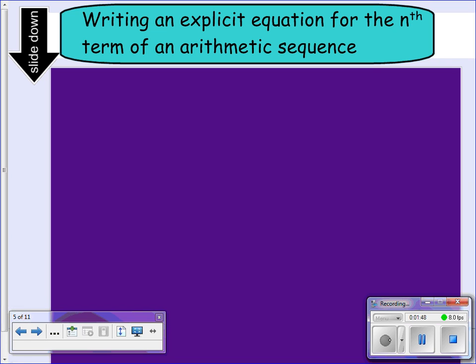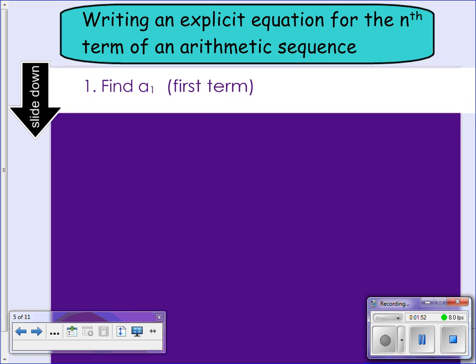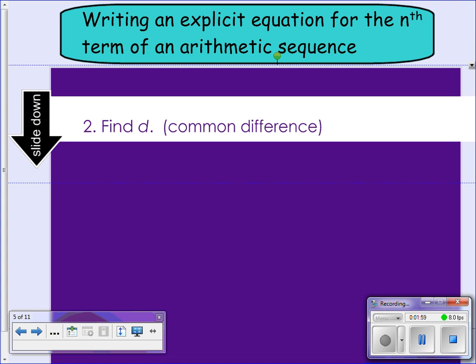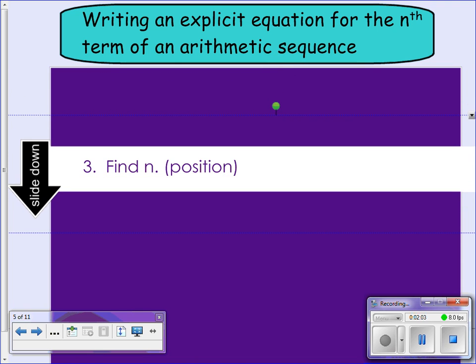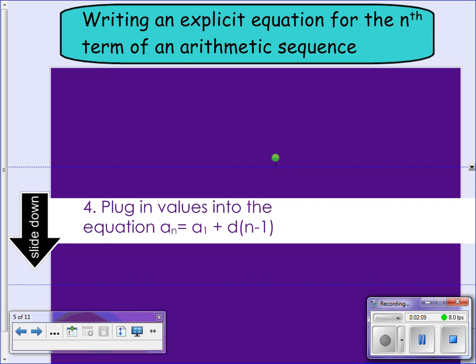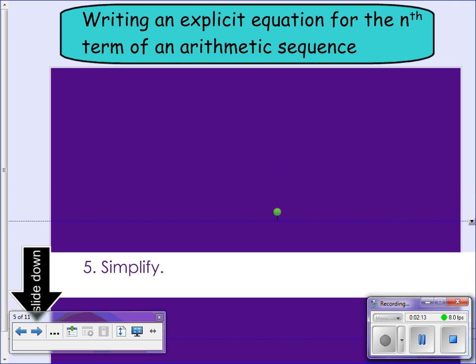So for writing an explicit equation for the nth term, first, you have to find the first term. That's your first job. Then you find the common difference. Then find n, what position you're looking for. Plug the values into the equation, and then simplify.